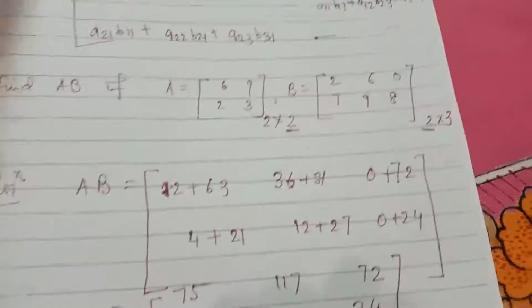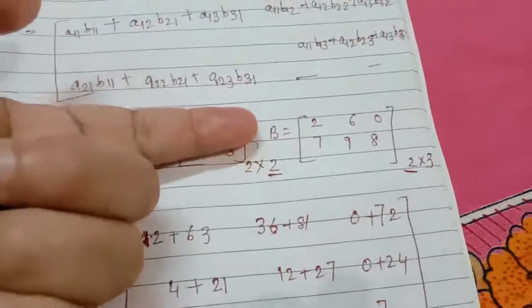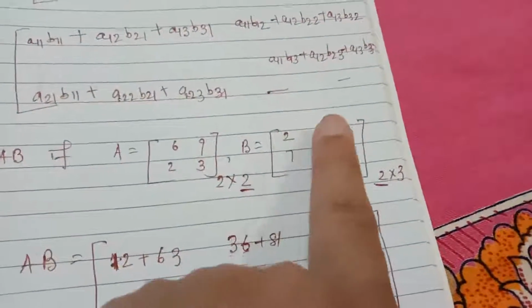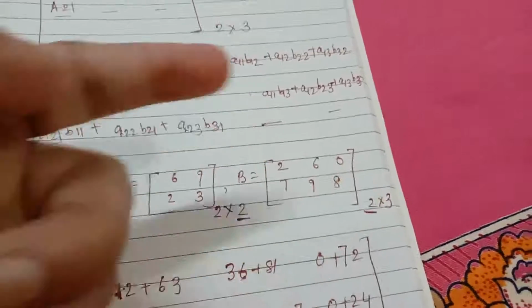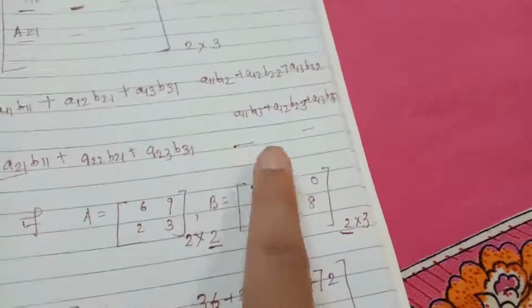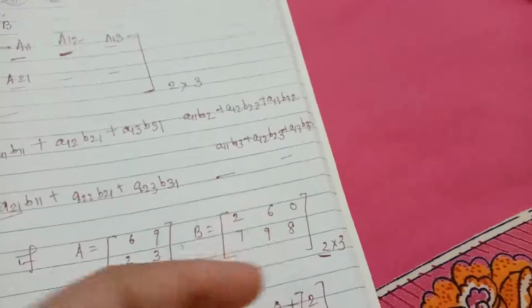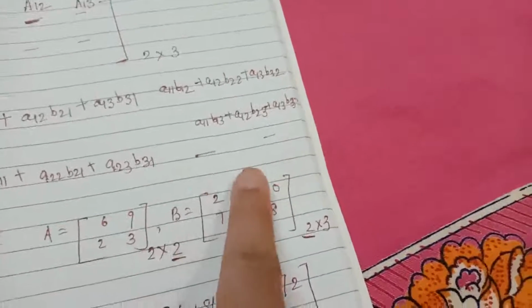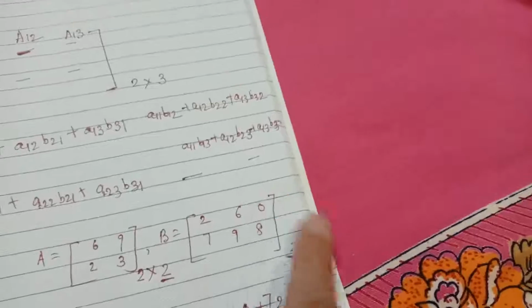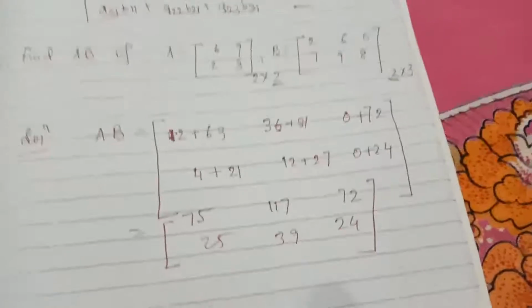Remember how to proceed. With the first row we have to multiply one by one, the first column, second column, third column. Next, after finishing all the columns, we'll start with the second row. We'll multiply the second row with all the columns again, first column, second column, third column, and we'll get the answer.